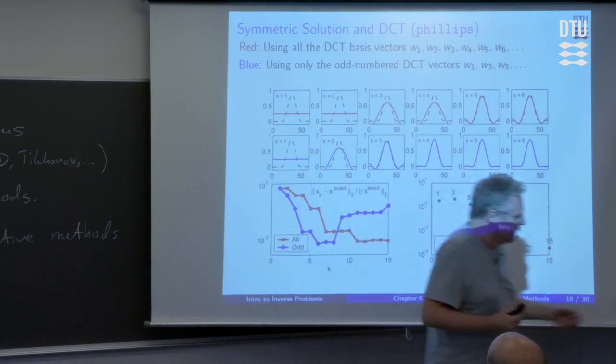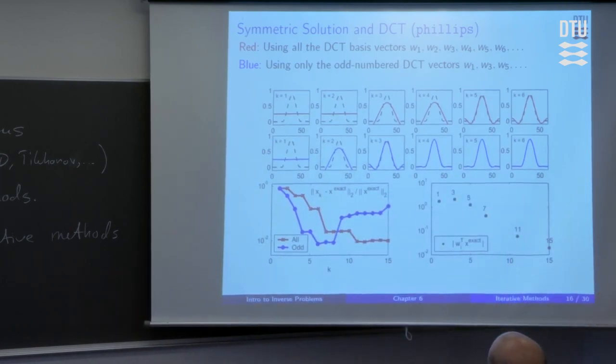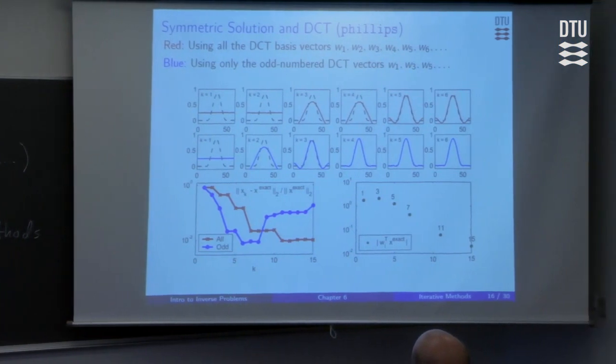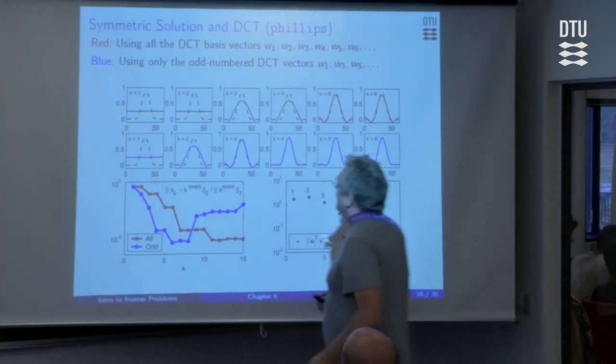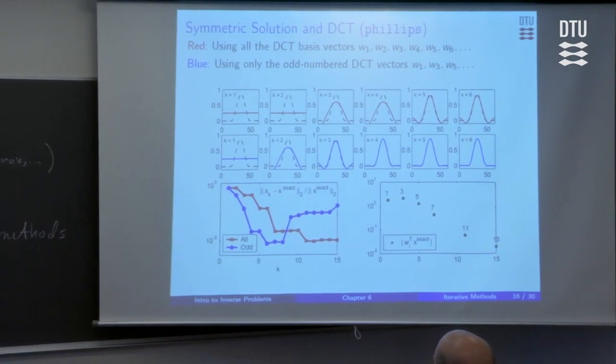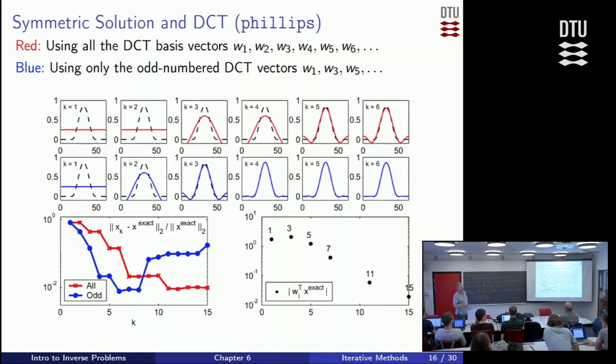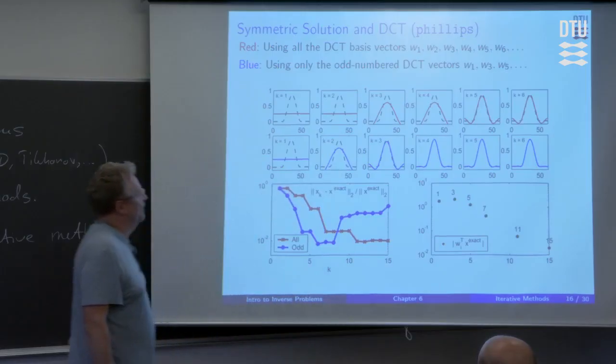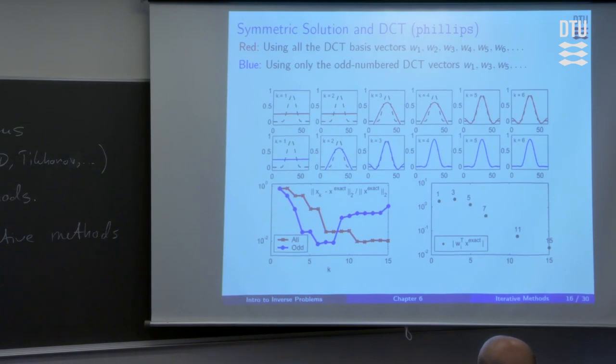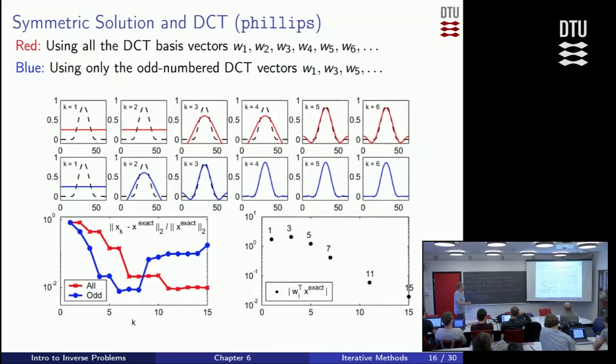So to do something more intelligent for this particular solution, let's utilize the symmetry and say let's just pick the odd-numbered cosine vectors, W1, W3, W5, because those are the ones we need, right? And then of course we have the behavior here with the blue curves there, and in a sense we're using a smaller dimension subspace to compute a pretty good approximation. Okay, so forget about the rest of the plots there.